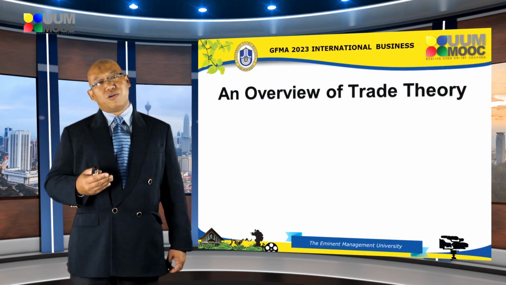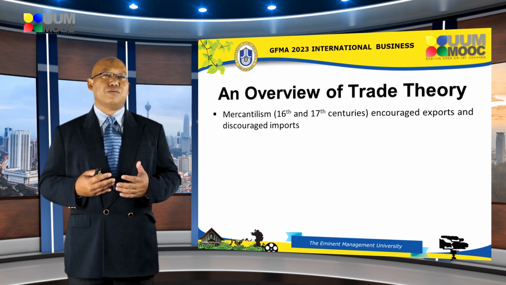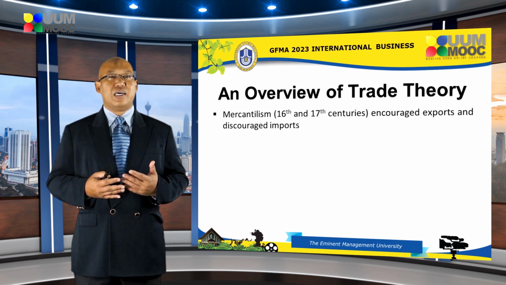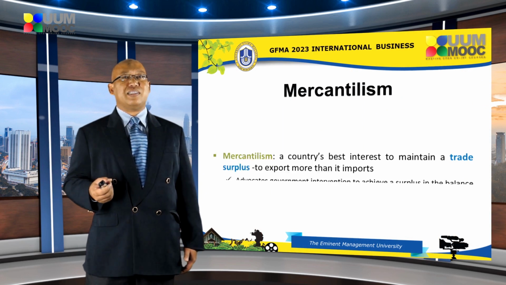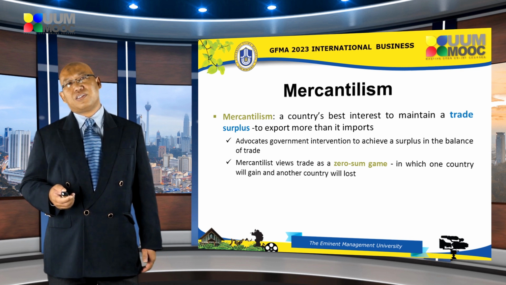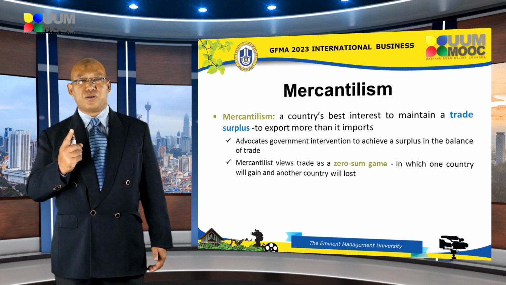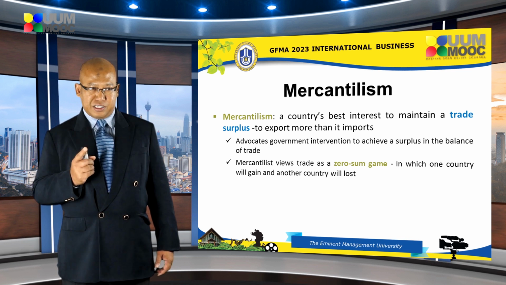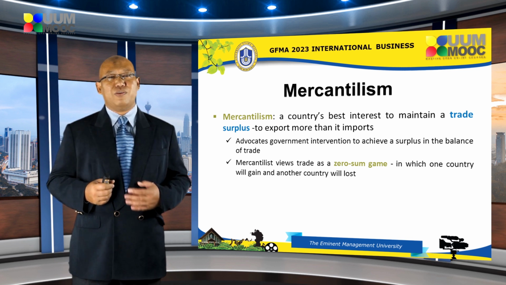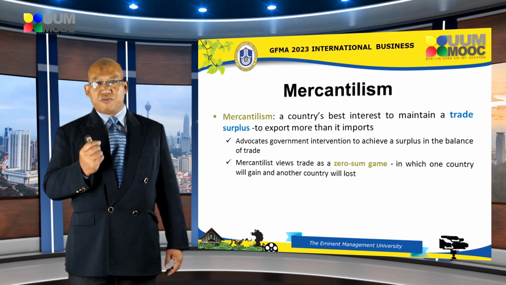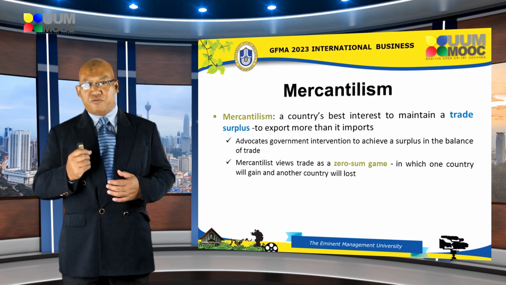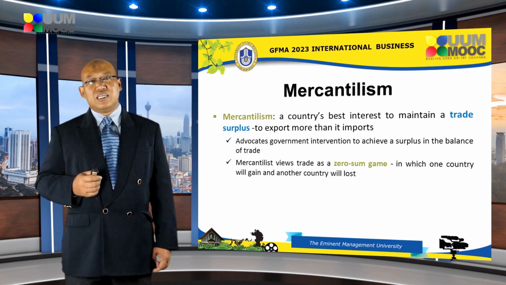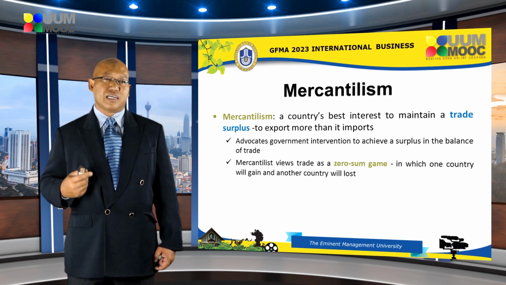About the trade theory that I would like to tell you today, first I would like to discuss mercantilism, and then we go to Adam Smith, David Ricardo, and Eli Heckscher-Ohlin theory. What is mercantilism? Mercantilism suggests that it is in a country's best interest to maintain a trade surplus, to export more than it imports. Therefore, it advocates government intervention to achieve a surplus in the balance of trade. Mercantilists view trade as a zero-sum game where one country will gain and another country will lose.